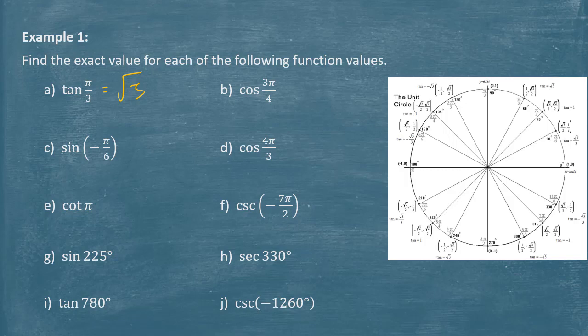But anyway, if we go through the next one, cosine of 3 pi fourths. 3 pi fourths would be this one in the middle. The x value at that would be rad 2 over 2 with a negative sign on it, so it's just going to be altogether negative rad 2 over 2.